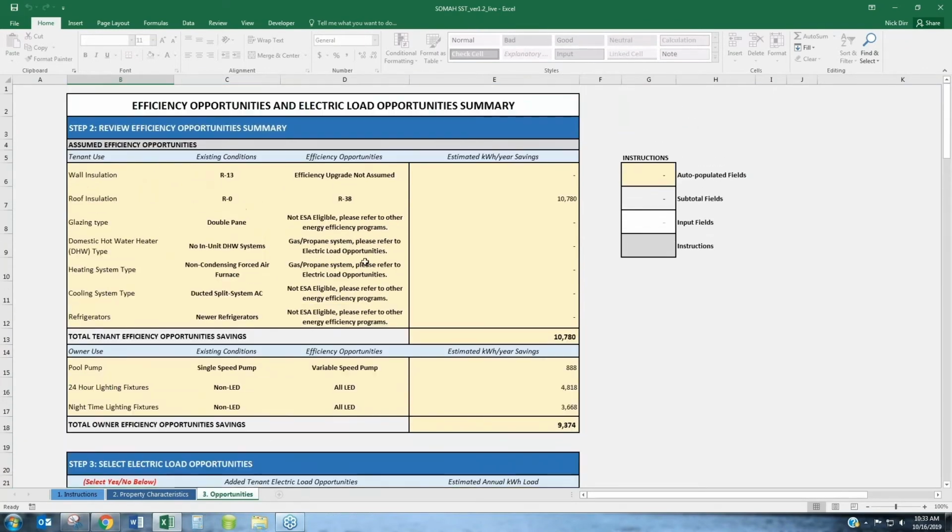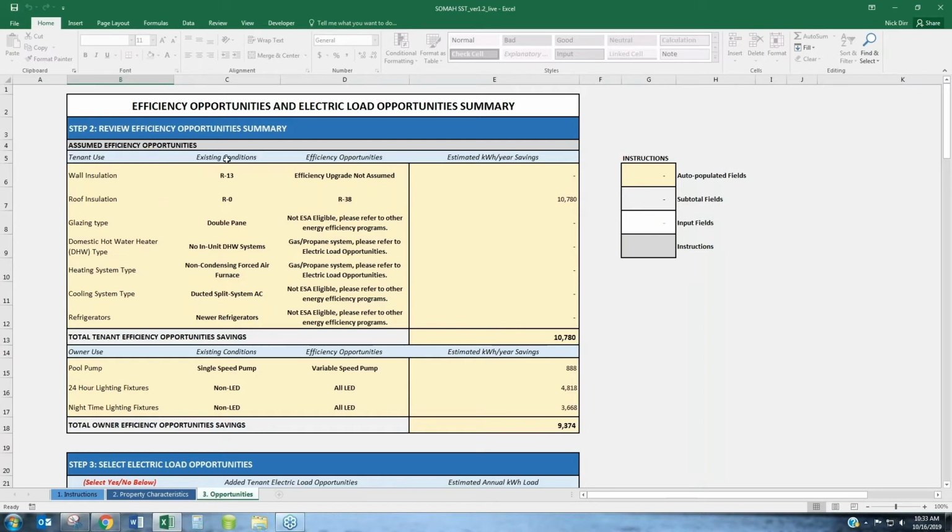So to start, this table, again, is going to identify all the energy efficiency opportunities that were noted in the units. These are wholly conditional on the existing conditions that were entered on the previous tab, and wholly conditional on the measure opportunities that are provided by the utility energy savings assistance program. So only those that are eligible under ESA will show up as an efficiency opportunity in the solar sizing tool.